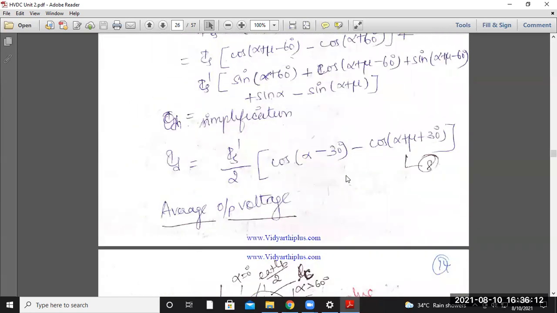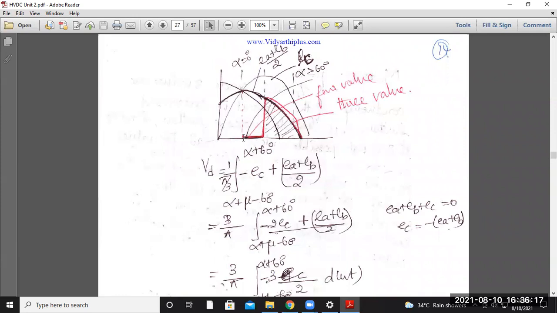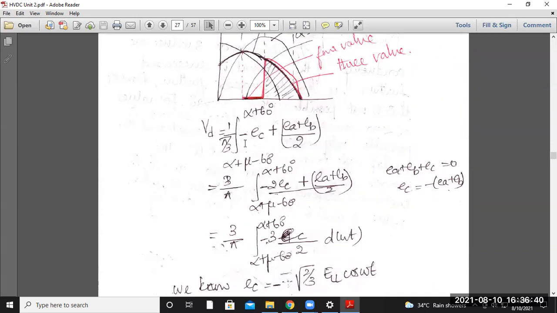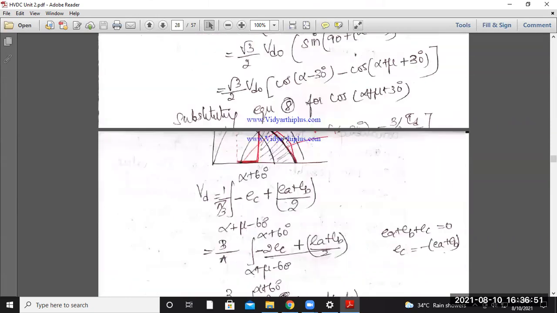Today we have the topic, characteristics of the six pulse converter. As you can see, when the three valves are operating, the running point is represented by this red angle. Initially the ignition angle, or firing angle, is 0. Here the EMF induced is given by EA plus EB divided by 2. This graph represents your EC, where alpha is greater than 60 degree. Therefore the range of the value lies from alpha plus mu minus 60 degree to alpha plus 60 degree. Here also you can see the value remains the same.